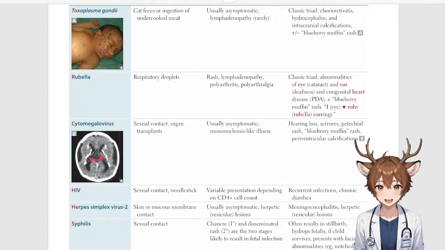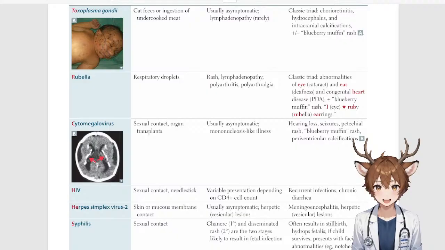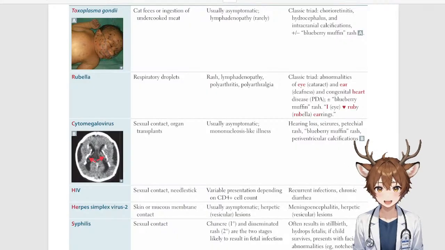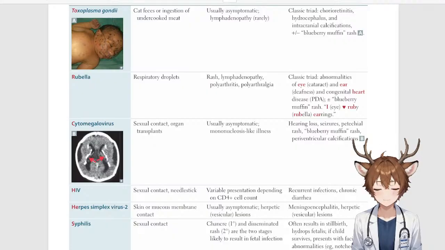Again, you see some overlap with symptoms, things like blueberry muffin rash, calcifications like you saw back with toxo. You see chorioretinitis, which is also like toxo. So there's some overlap in some of the symptoms you might see.